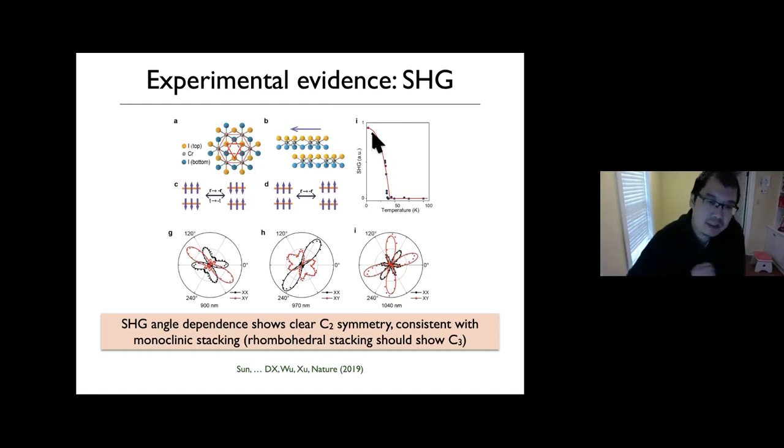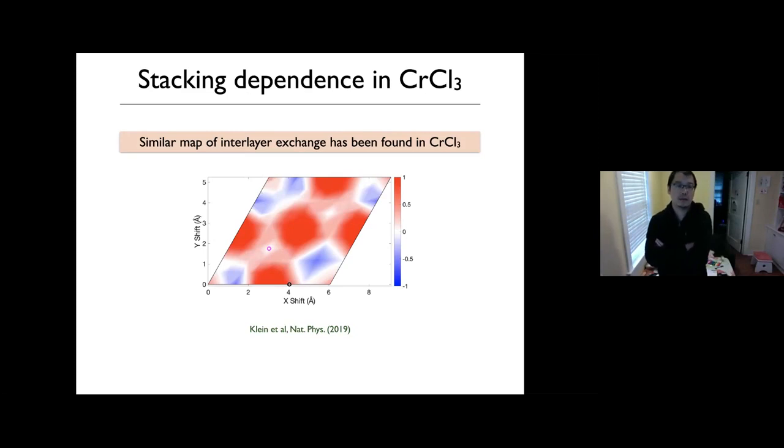But most importantly, when they look at the angle dependence of the SHG, you can clearly see that this only has a twofold symmetry rather than threefold. So this is consistent with our prediction that the monoclinic one, which has a C2 symmetry, is the symmetry that people see in the atomically thin crystals. So this idea that when you shift the two layers, the bond angle will change rapidly, which will give you a very large tuning of the interlayer exchange, obviously should be a very universal phenomenon. As Dalia mentioned in her talk, they also found similar maps of the interlayer exchange in chromium trichloride.